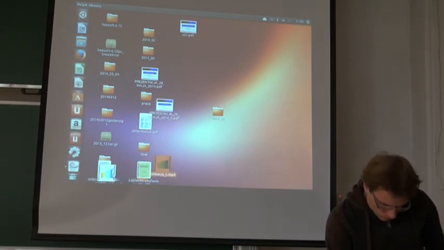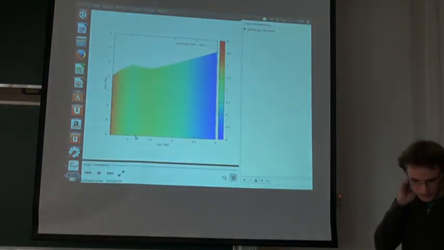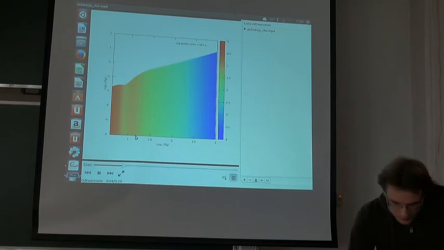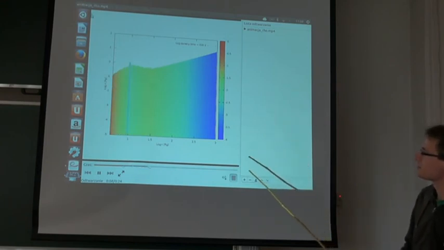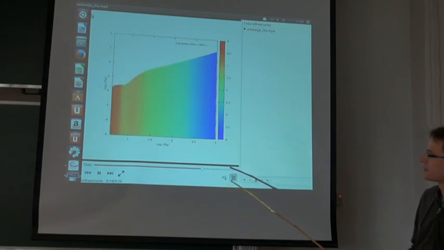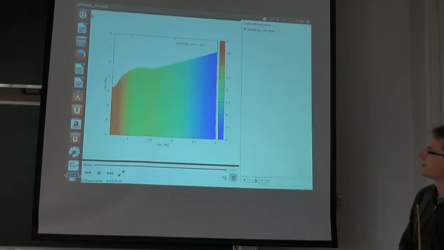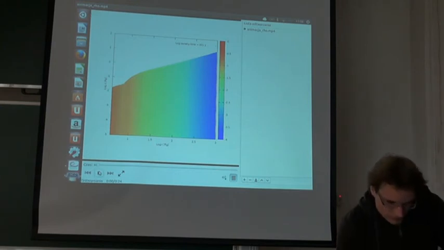I want to show my animation of the behavior of the disk. It is density evolution for A equal to 15 and M dot equal to 6 solar masses. Significant outbursts. In the outbursts density is smaller.